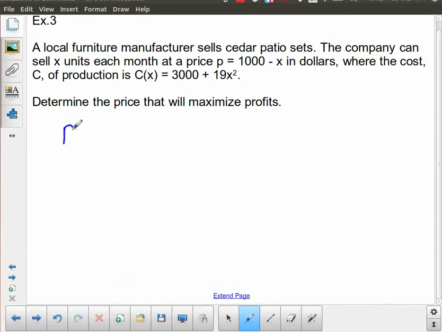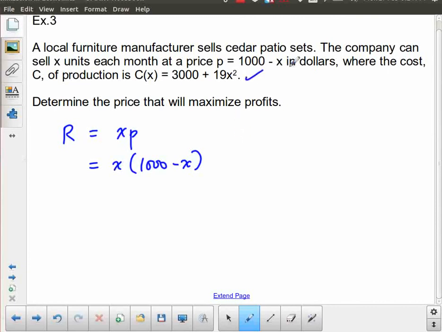And so sometimes, as I warned you, revenue is expressed in terms of the number of units sold multiplied by the price per unit, which is lowercase p. So in this case, we have x units sold and we have 1,000 minus x, which is the price per unit for that many units sold. Then we also need to consider the cost.